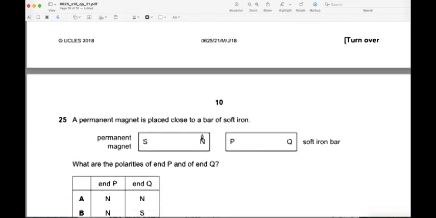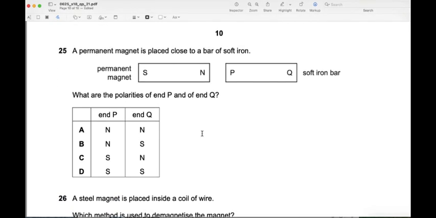Now we go to the next question. Okay, question 25. A permanent magnet is placed close to a bar of soft iron. You can see the permanent magnet here is south, here is north. Okay, the soft iron bar. What are the polarities of the end of P and Q?